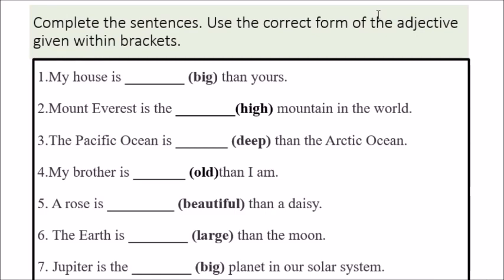Number 4. My brother is old than I am. Number 5. A rose is beautiful than a daisy. Number 6. The earth is large than the moon. Number 7. Jupiter is the big planet in our solar system.